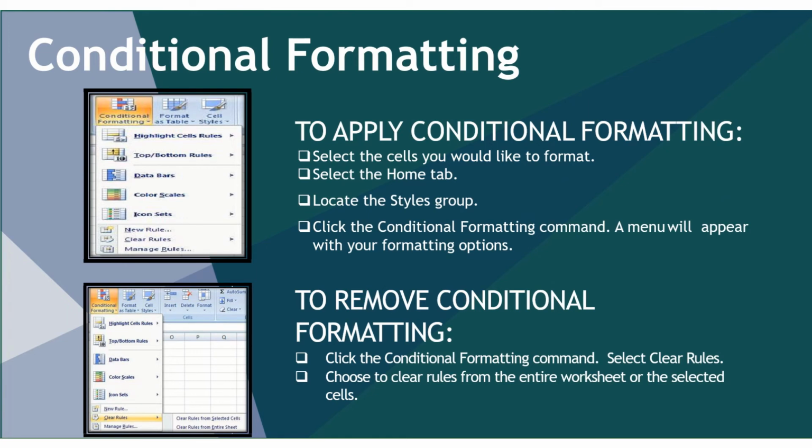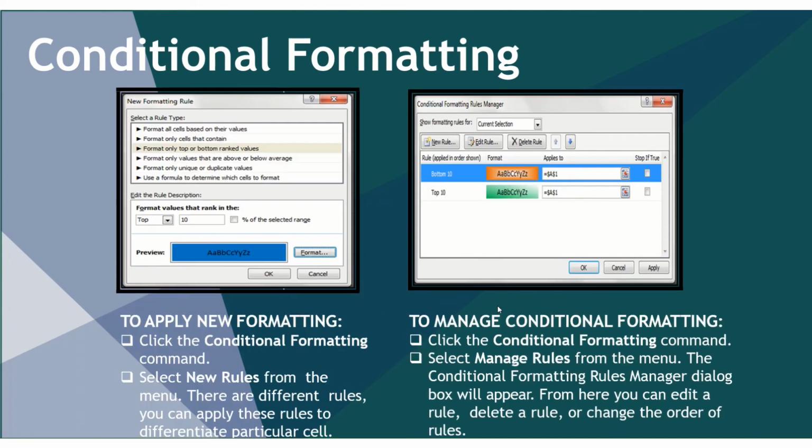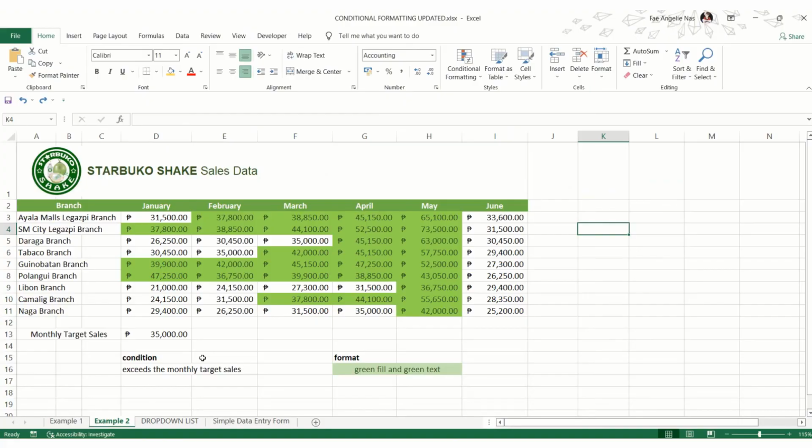Okay, so what if you want to remove the conditional formatting? What are you going to do? To remove, click the conditional formatting command, then select the rules, select clear rules, then choose to clear rules from the entire worksheet, or select the rules you want to remove. Okay, so let's go to our examples. For example, we want to remove this formatting.